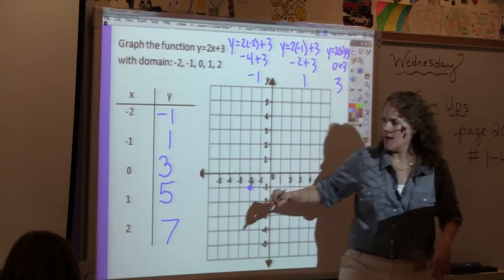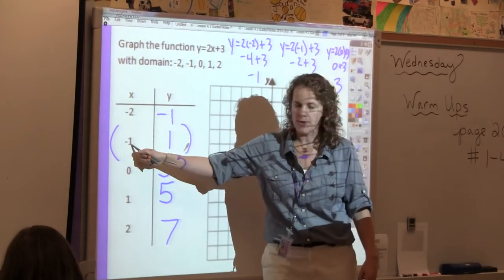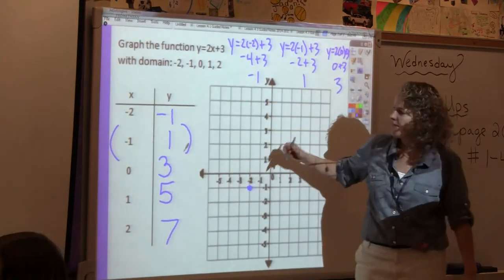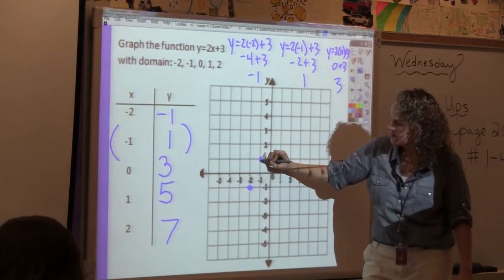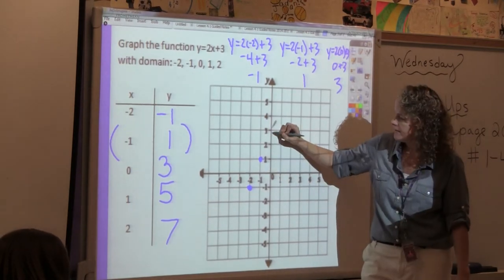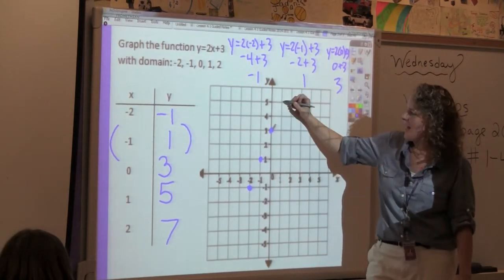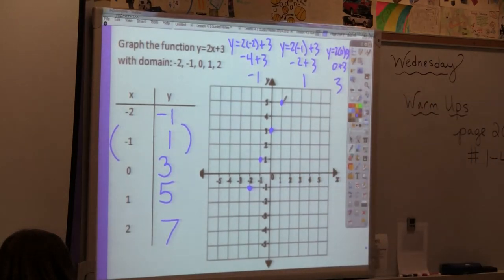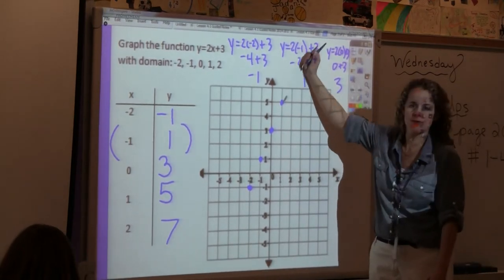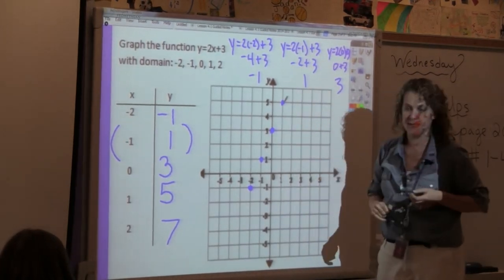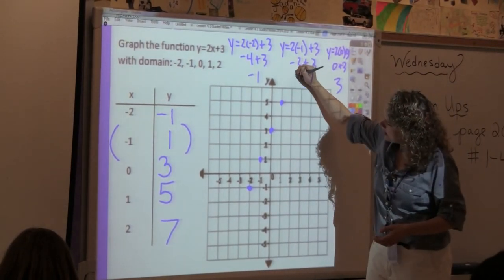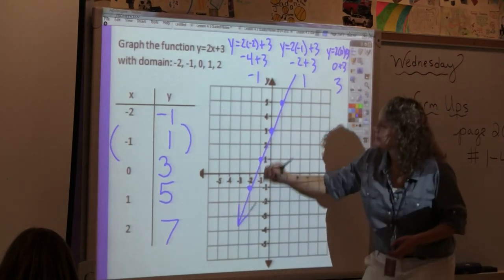(-1, 1). I'm graphing this one. So I go to the left, -1, and then up 1. The next one is (0, 3), and then (1, 5). What do I do about the (2, 7)? Don't put it because it doesn't fit. Don't worry about it. Don't try and make a whole new grid up here because it won't be nearly as accurate as these. Then you're going to take a ruler or straight edge and you're going to carefully draw the line.